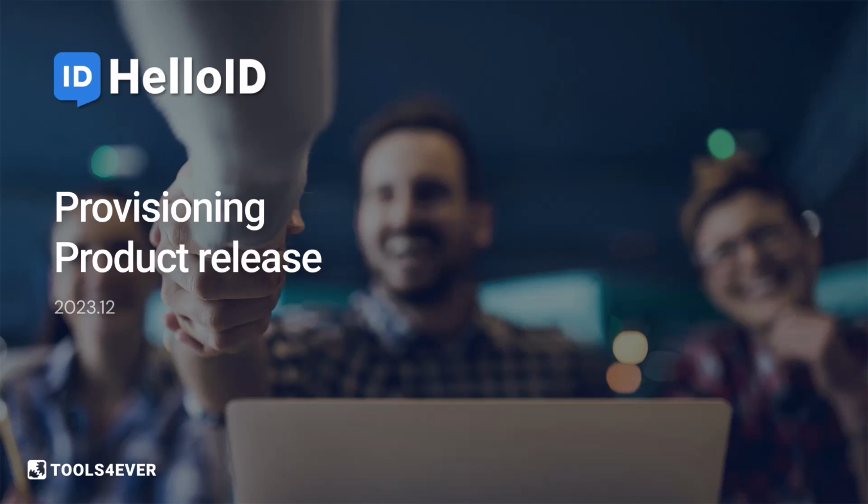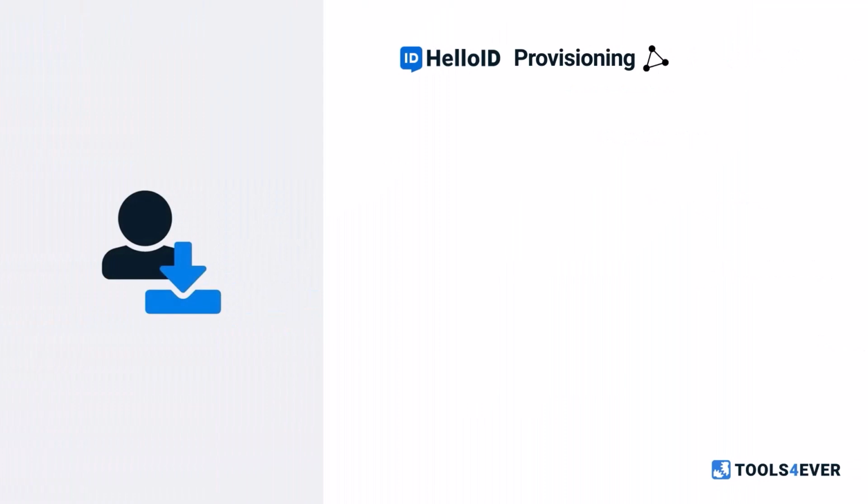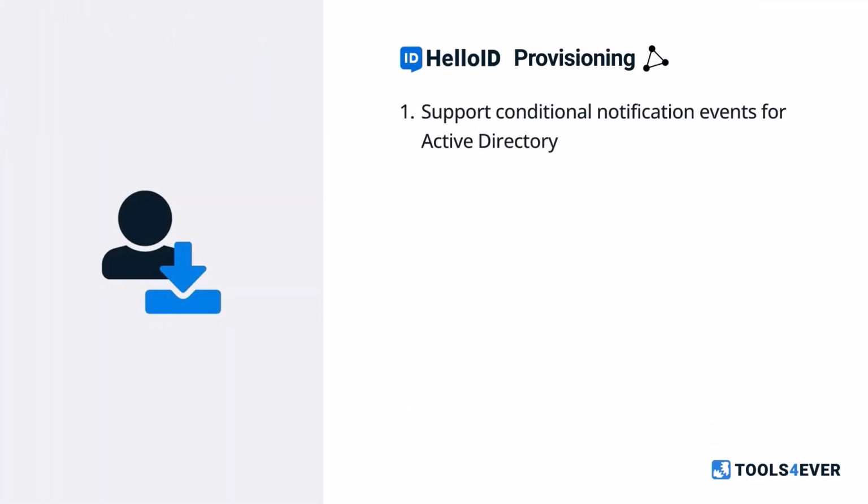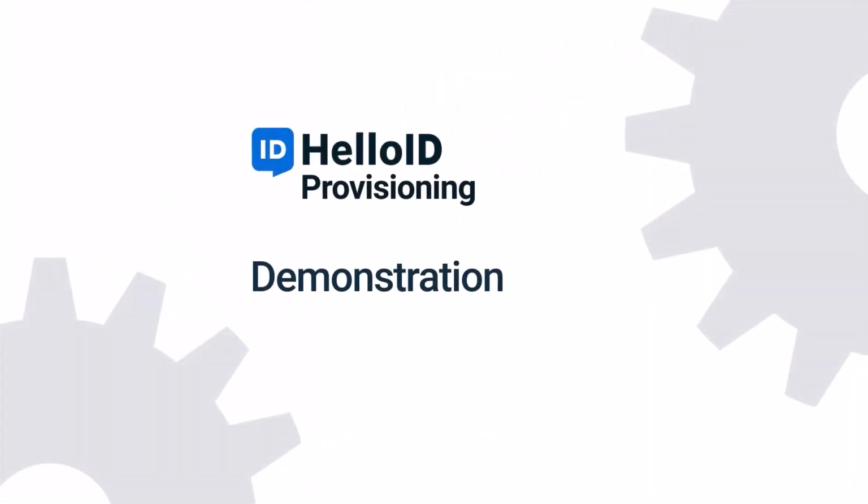Let's dive in. We'll start with a PowerPoint presentation before moving on to demonstrate the new functionalities for the December 2023 release. We're excited to share two new features in this release. First, we are introducing support for conditional events within the AD target system. Additionally, we have added new functionality for exporting a list of blocked users. We will now demonstrate these new features.